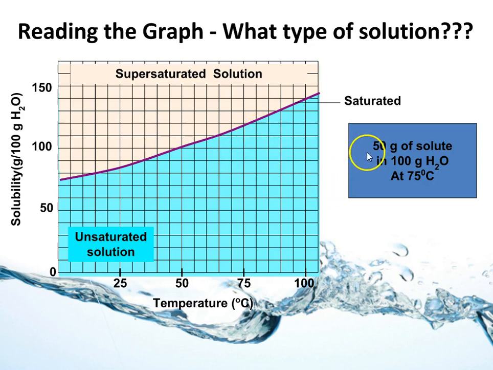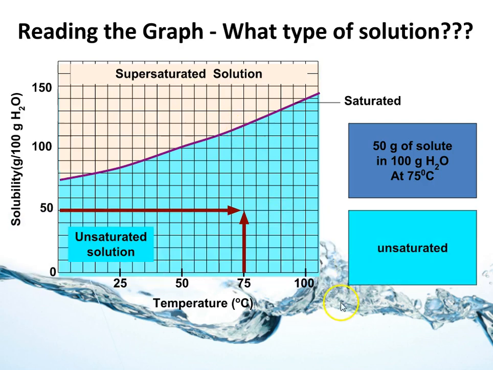So let's look at 50 grams of solute in 100 grams of water at 75 degrees Celsius. So there's three numbers given. Don't worry about the 100 grams of water for right now because that matches up perfectly with this. So we're dissolving 50 grams of solute at 75 degrees Celsius. So let's find 75 and 50. Where those two meet is right here. So we're below the line. We could still dissolve a lot more solute if we wanted to. We've only dissolved 50. We could dissolve more than 100 before it would become saturated. So this is an unsaturated solution.